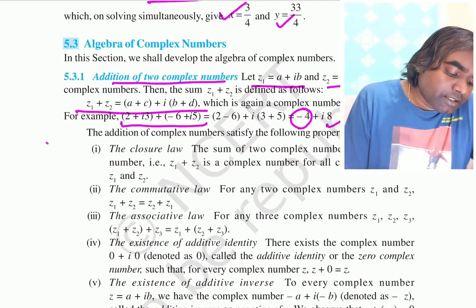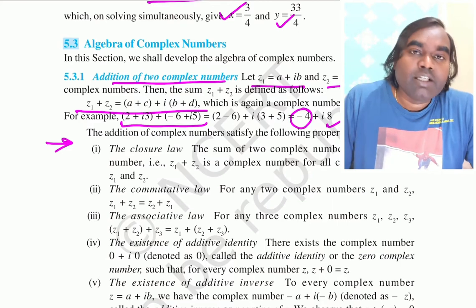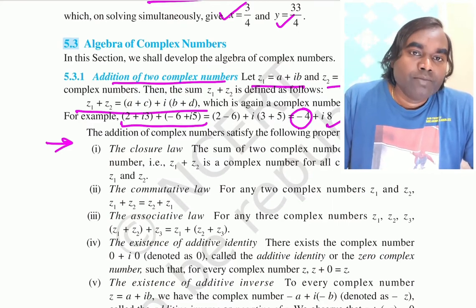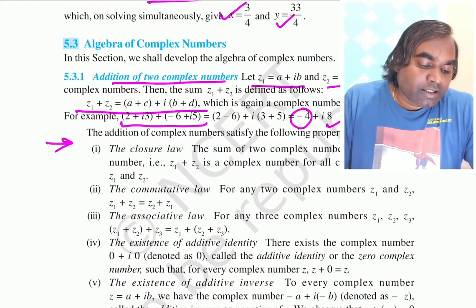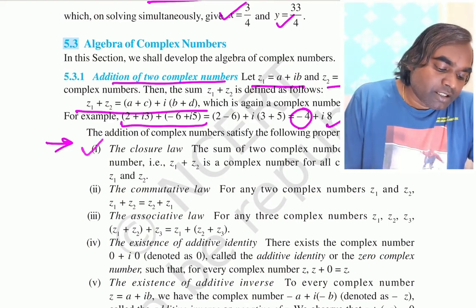There are some set of rules which are followed by complex numbers in the addition of two complex numbers. So the first rule is the closure law.